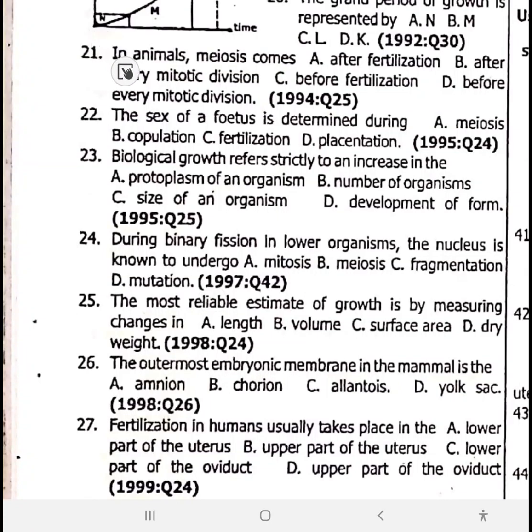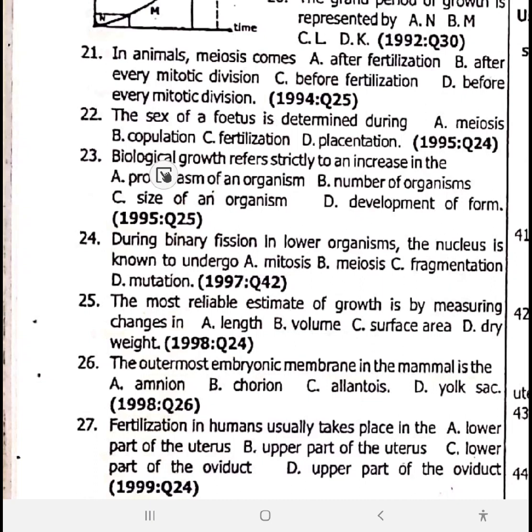So, question 21: in animals, meiosis occurs before every mitotic division. We touched this. 22: the sex of a fetus is determined during fertilization. That's when you determine the sex of a fetus. Option C, fertilization. 23: biological growth refers strictly to an increase in the protoplasm of an organism.